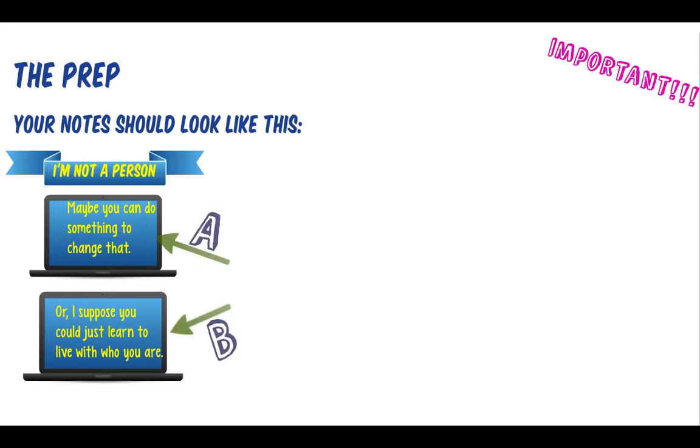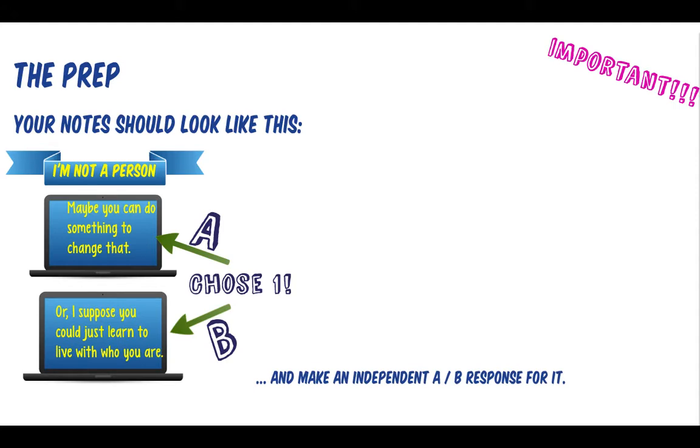But what you need to do is identify the problem, which is relatively easy usually, and then solution A and solution B, and choose one. This is important. Don't give me a mix. Don't say she should choose A sometimes, B sometimes. No, A or B. And then all you do is make an independent A-B response for it. Think about the second item in the speaking section.